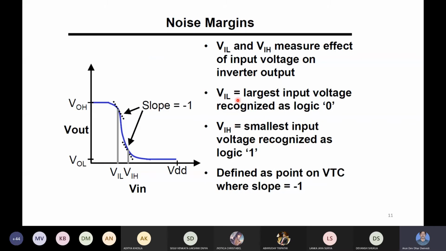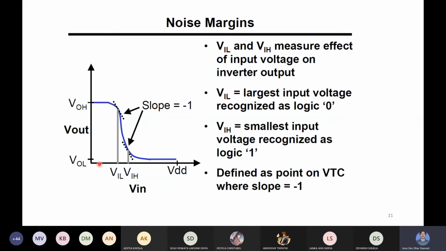This VIH and VIL we should also understand in another way. This is VIL. From 0 to VIL, whatever input you apply, you get output high at the inverter.